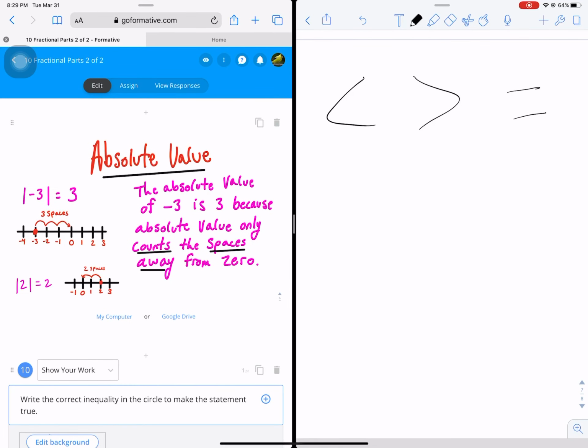Absolute value. If you forgot what absolute value was, I wrote it here. This is the definition. It's the distance from 0. So no matter what number I ask you about, how far away is that number from 0? It'll always be a positive number. There's no negative spaces. So if it's -3, absolute value of -3 is 3 because it's literally 3 spaces from 0. That is absolute value.